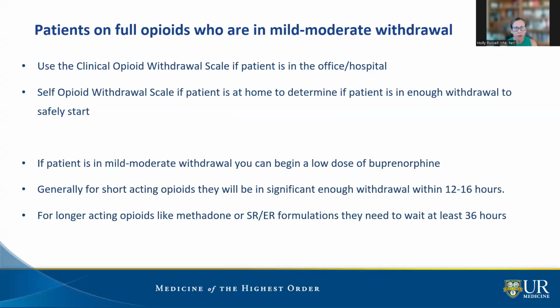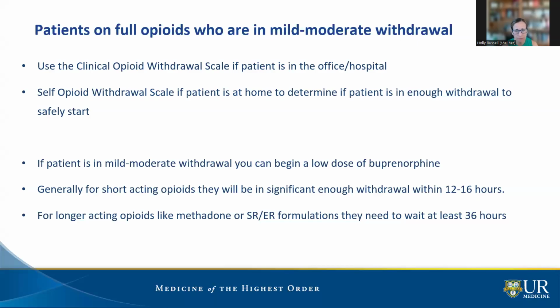Okay. Going back to our clinical scenarios, for patients who are on full opioids who are in mild to moderate withdrawal, you'll use the clinical opioid withdrawal scale. As I mentioned, if the patient is in the office or hospital, there is actually a self-opioid withdrawal scale, so SOWS, if the patient is at home, if they want to wait until they're at home to start the medication. We used to do this more, I would say, when the drug supply was more predictable. Now that it is less predictable, I don't do home inductions as much.